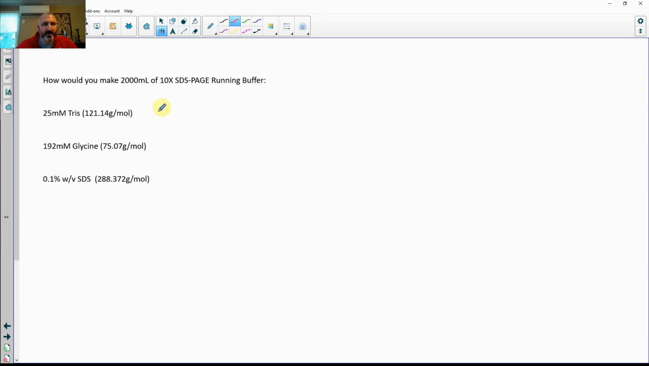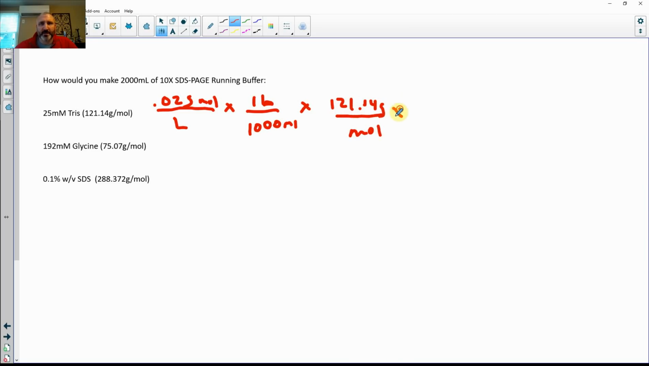I have the molar masses for us. So let's just dig right in. 25 millimolar Tris, and our final volume is going to be 2,000 mLs. So our first piece is going to be 0.025 moles per liter times 1 liter over 1,000 mLs times the molar mass, which is 121.14 grams per mole, times our final volume, which is going to be 2,000 milliliters. Again, to check, liters cancel, mLs cancel, moles cancel. I'm left with grams, which is good.